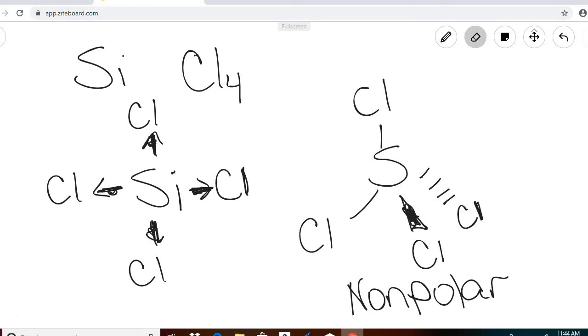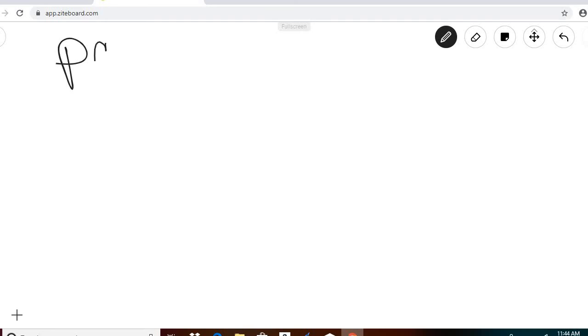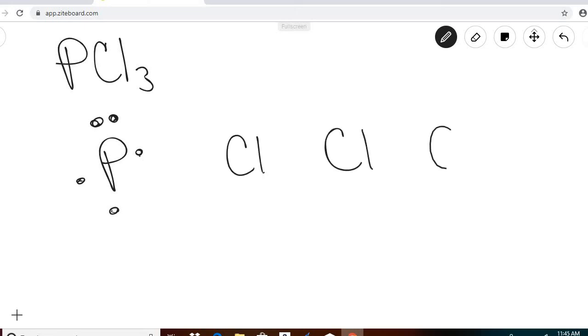Okay, then the last one is PCl3. So the phosphorus is group 5, so it has 5 valence electrons. And then we have 3 chlorines, and each chlorine is going to have 7 valence electrons.